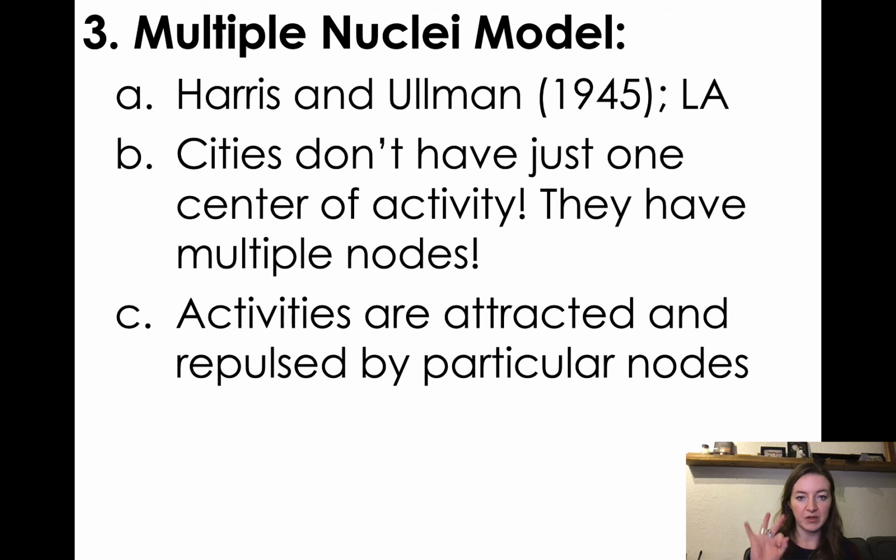Okay, so we're moving on to number 3, and this is the multiple nuclei model. This is Harris and Ullman's model from 1945, and they're going to base it on Los Angeles. So they say that cities do not have just one center of activity. There are multiple nodes or multiple nuclei. They have lots of different spaces where we have lots and lots of activity. And they say that activities are attracted and repulsed by particular nodes. And this is repulsed as in it pushes it away, not like, ugh, gross, right?